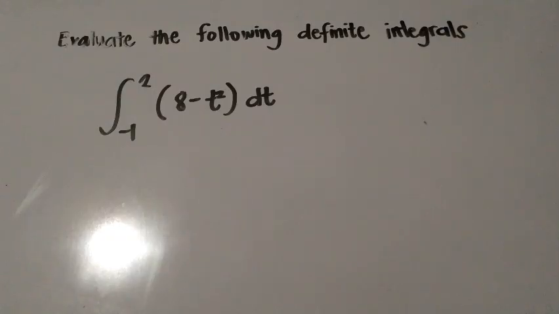Now, moving to the integrals. We have a definite integral here, and we need to evaluate it: the integral from negative 1 to 2 of 8 minus t squared dt. Before we identify the answer, we have a lot of formulas that we can use in order to get the answer.